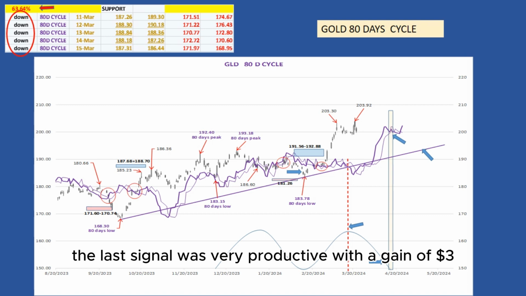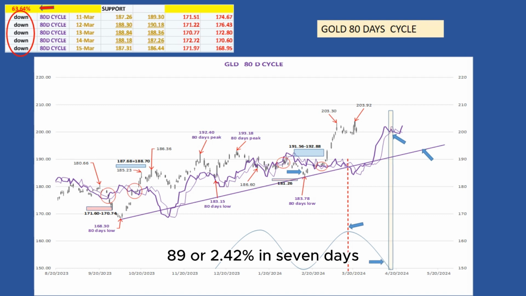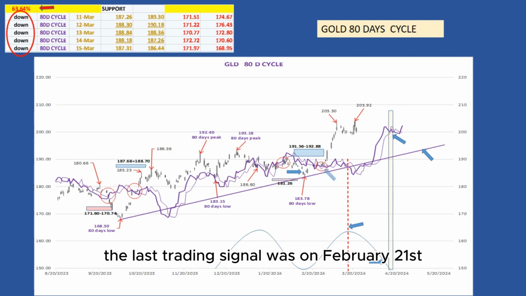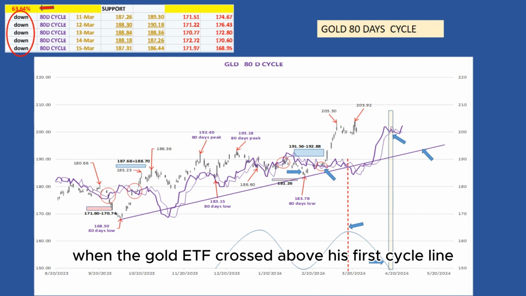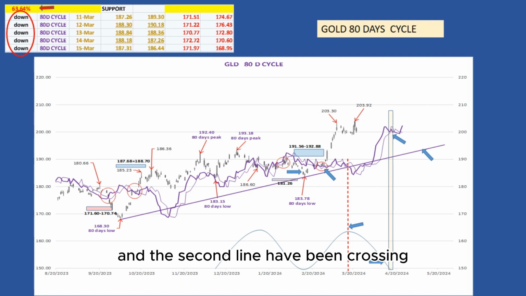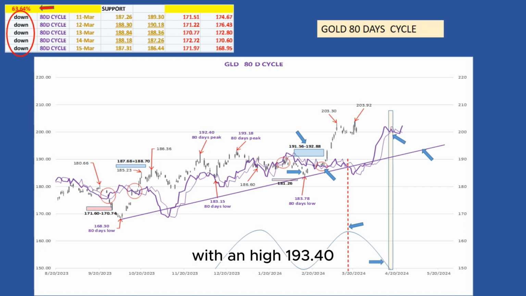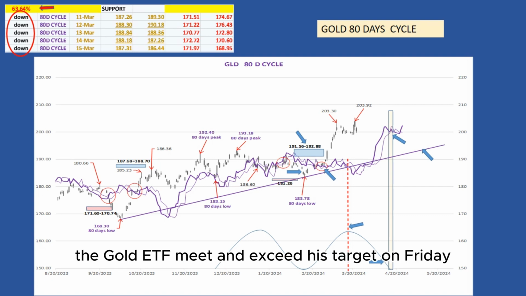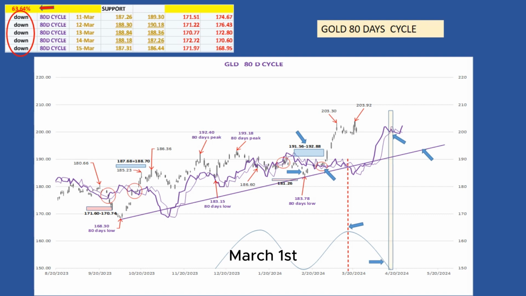Trading the last signal was very productive, with a gain of $3.89 or 2.42% in 7 days. The last trading signal was on February 21st, when the gold ETF crossed above its first cycle line at 187.67. The second line was crossed on February 23rd at 188.33. The crossing provided a target zone between 191.56 for the lower part and 192.88 for the top part. With a high at 193.40, the gold ETF met and exceeded its target on Friday, March 1st.